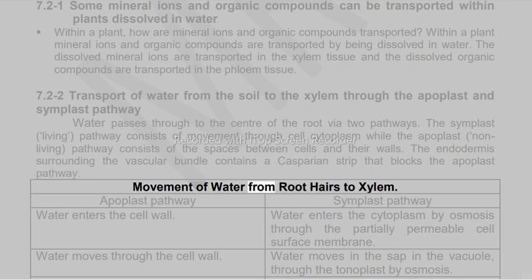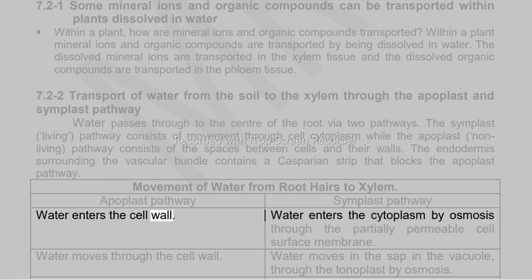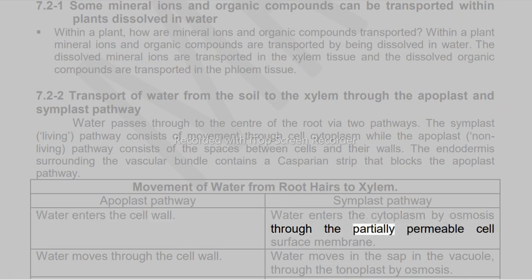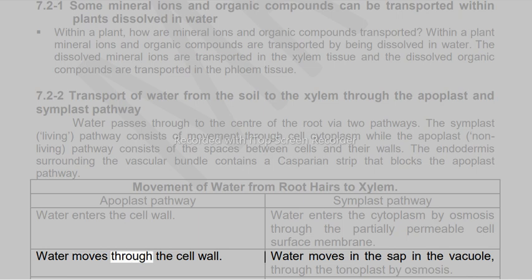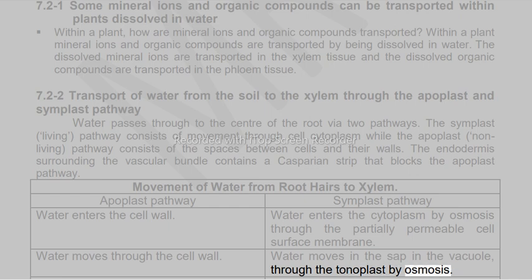Movement of water from root hairs to xylem. Apoplast pathway, symplast pathway. Water enters the cell wall. Water enters the cytoplasm by osmosis through the partially permeable cell surface membrane. Water moves through the cell wall. Water moves in the sap in the vacuole, through the tonoplast by osmosis.